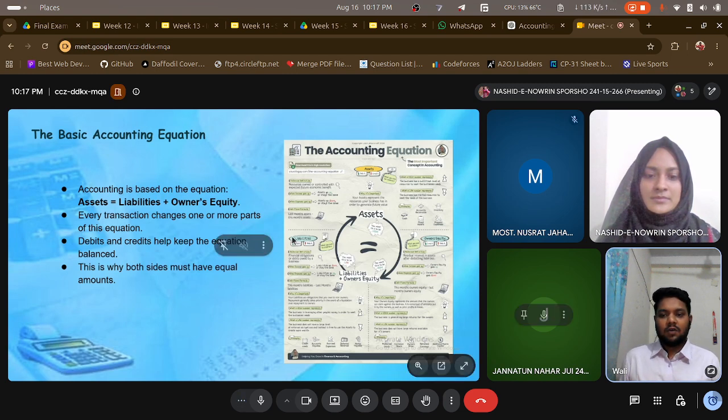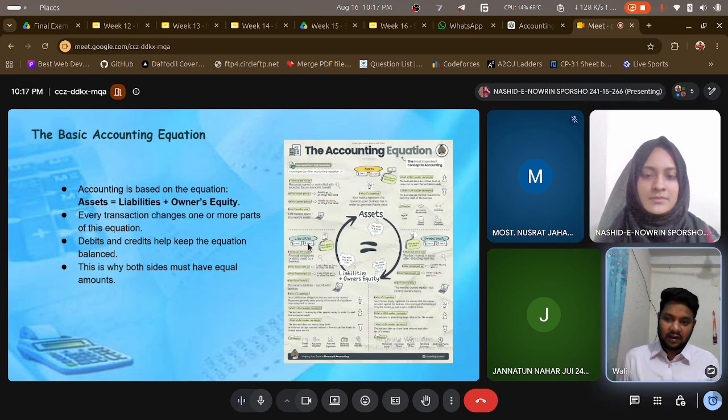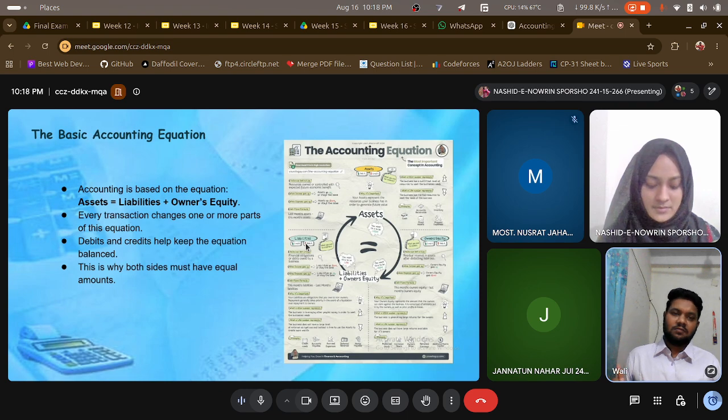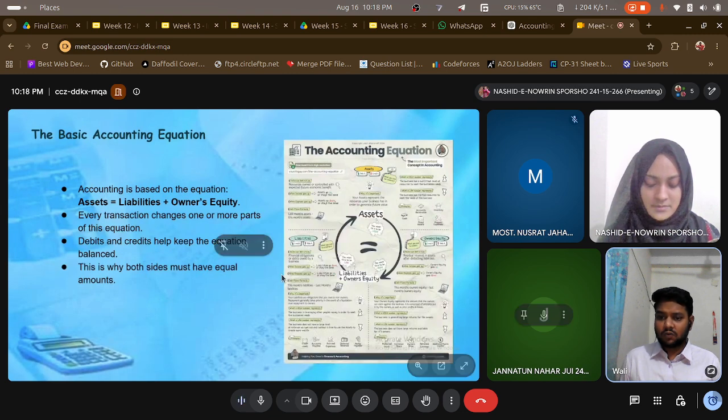But together, in total, I have 1000 taka in my hand, that is my asset. So this is the basic principle of accounting. Debit and credits help keep the equation balanced, while one main thing is that the debit must be equal to the credit. So it means if I put a debit anything in my slide or in my notes, then the credit will have the same amount. This is why both sides must be equal.